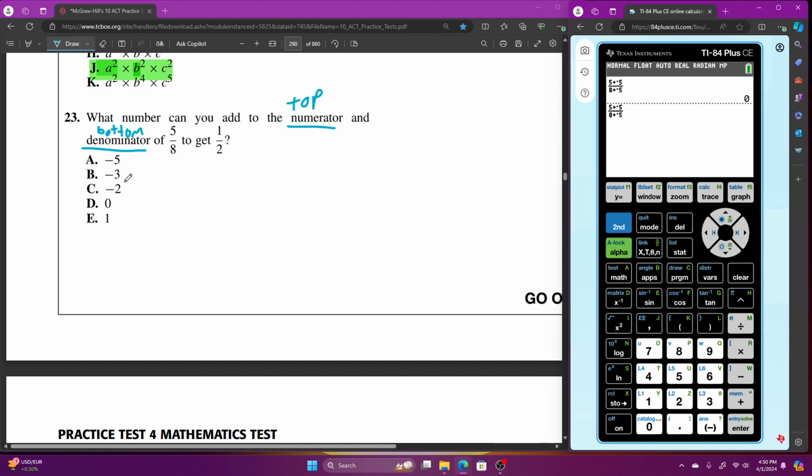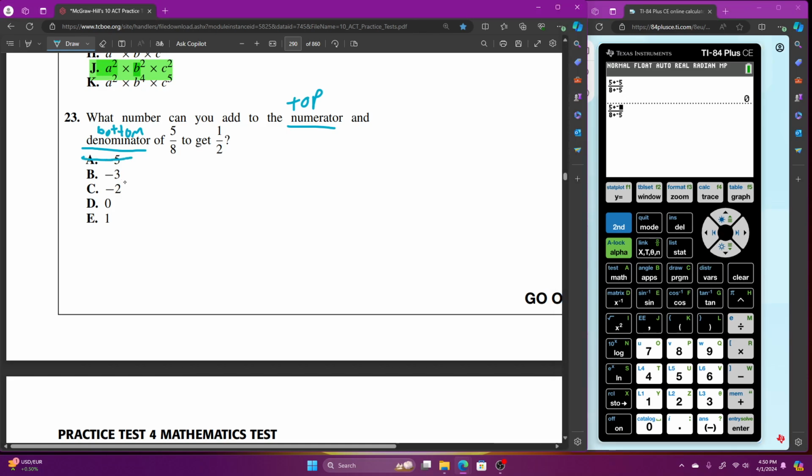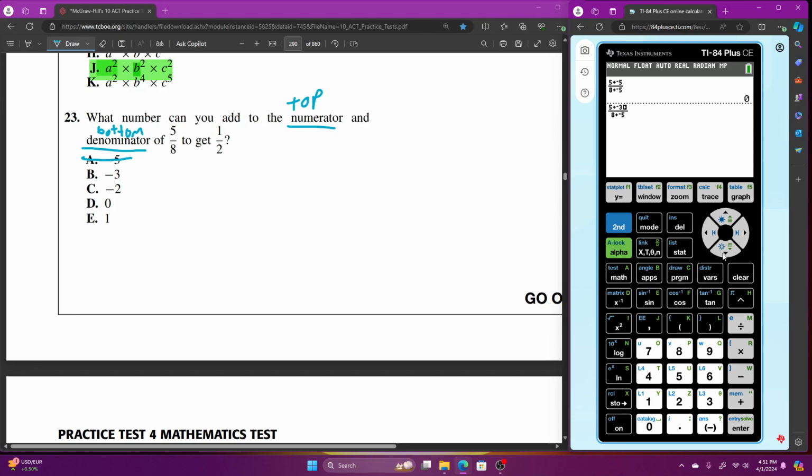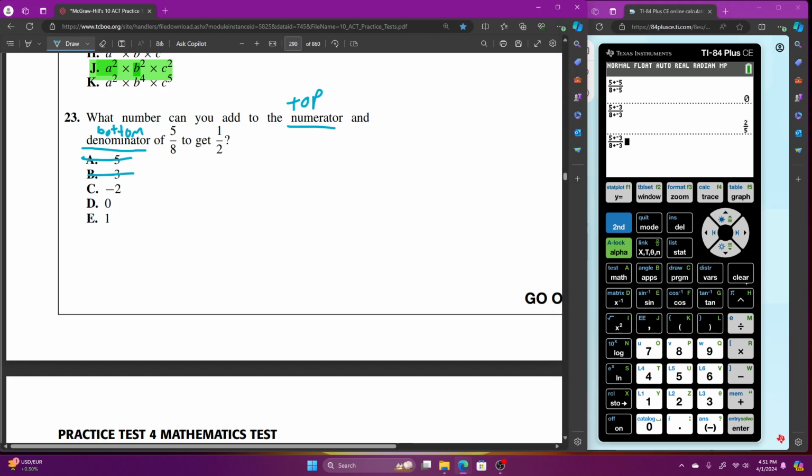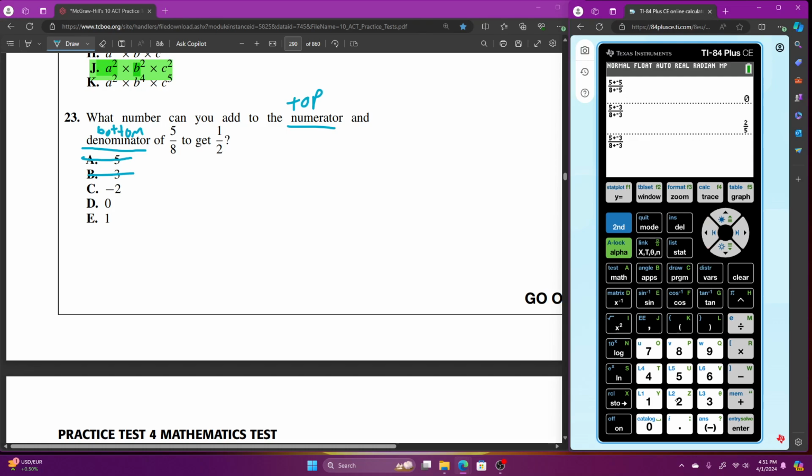Answer choice A, -5, was not the answer. Try B, change the 5s to 3s. And thus 2/5 is not a half. Pull it back up again. Try -2, answer choice C. And we got a half.